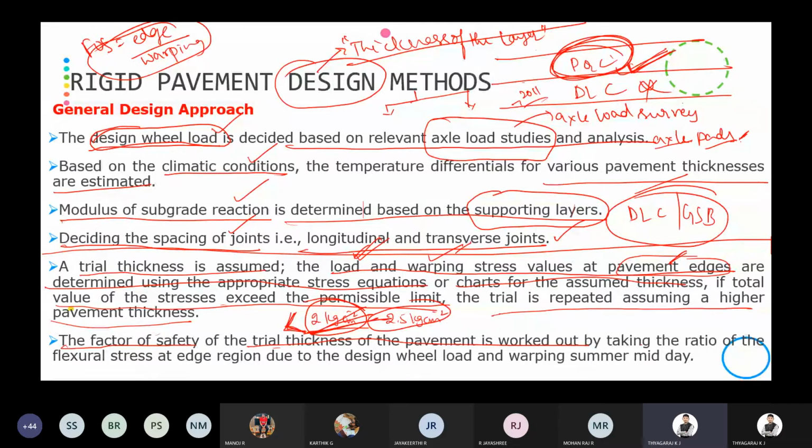The factor of safety usually provided is between 1.1 and 1.2. If the factor of safety is within 1.1 to 1.2, it is okay. The trial thickness is within the limits. If the factor of safety is not satisfied, again we are going to work out the edge stresses, the edge stress due to load and the warping stresses due to edge, all those things we have to calculate, and we have to redo the trial thickness.